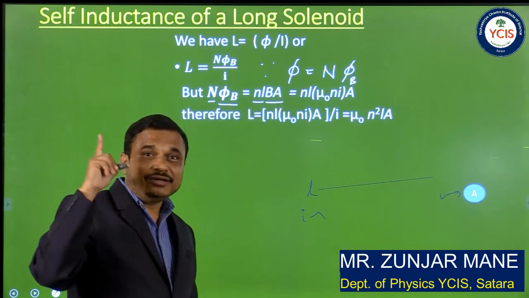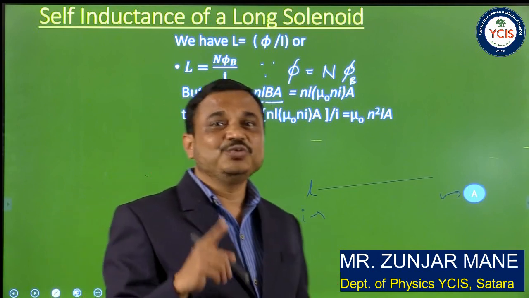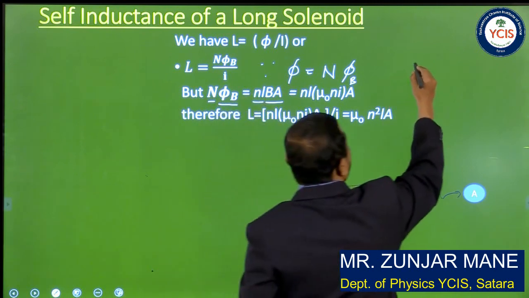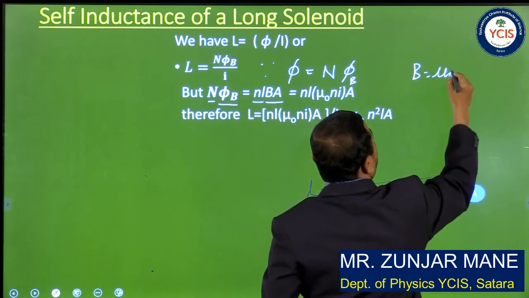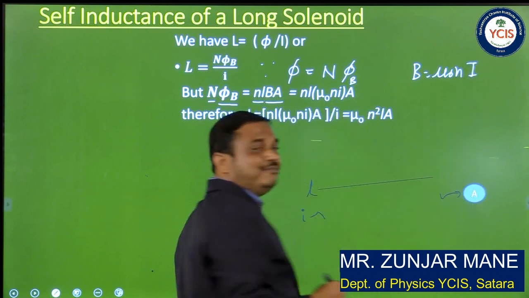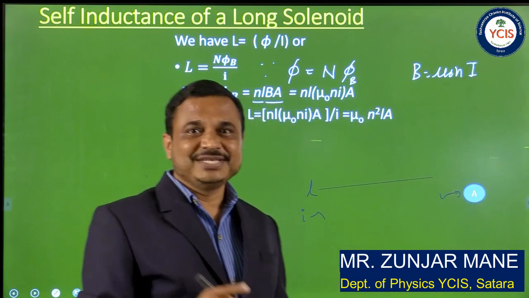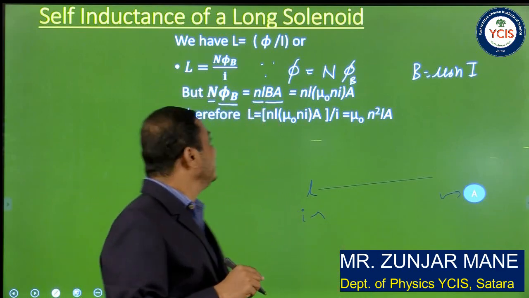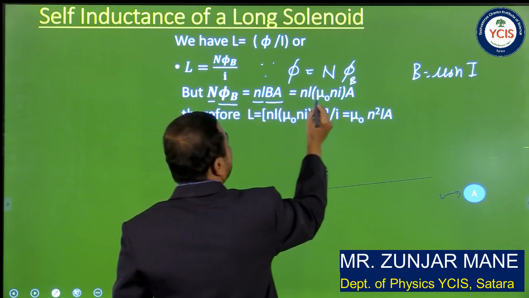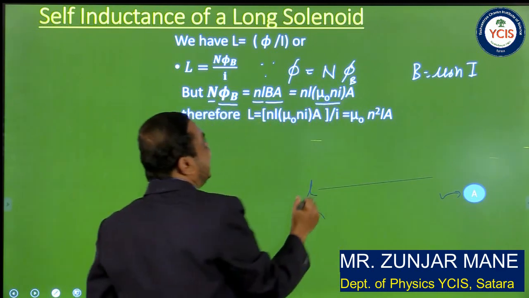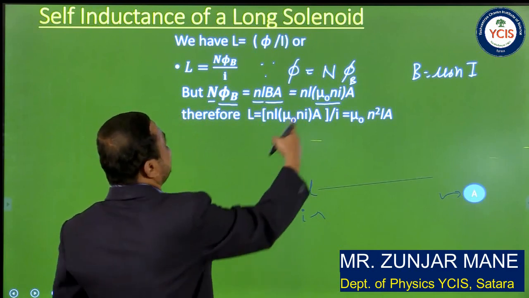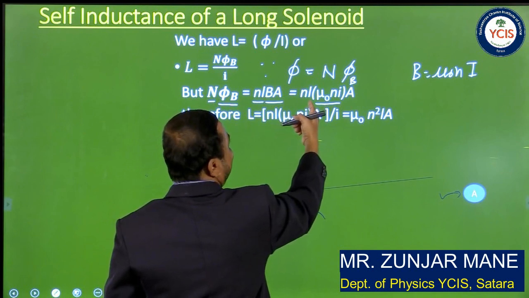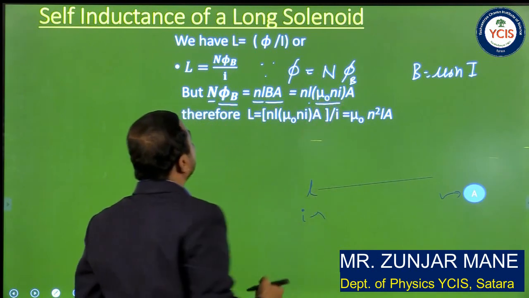In the topic of the magnetic effect of electric current, we saw that the magnetic field inside the solenoid is given by B equal to mu 0 n I, where mu 0 is the permeability of free space, n is the number of turns per unit length of the solenoid, and I is the current flowing through that solenoid. Now substitute the value of B. So B is equal to mu 0 n I, into A. Therefore N phi B is equal to nL mu 0 n I into A.